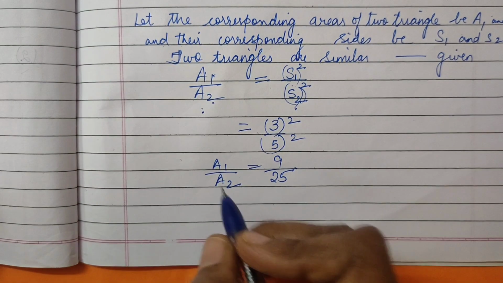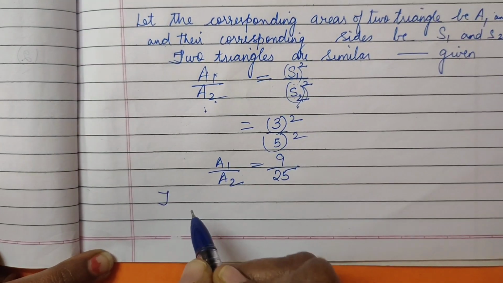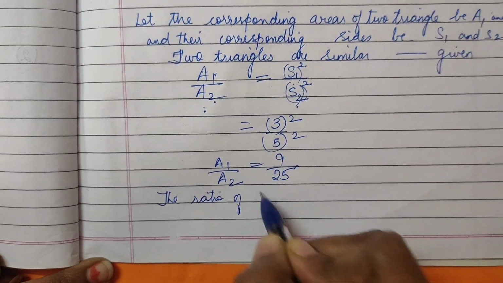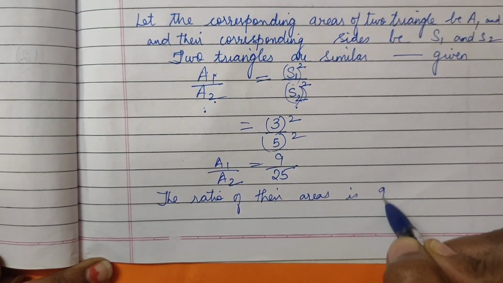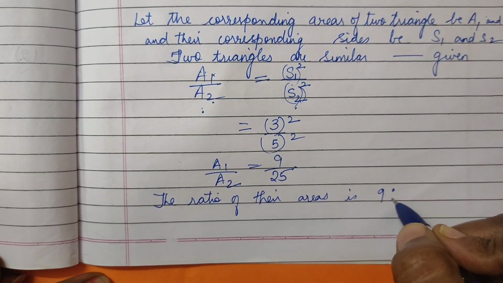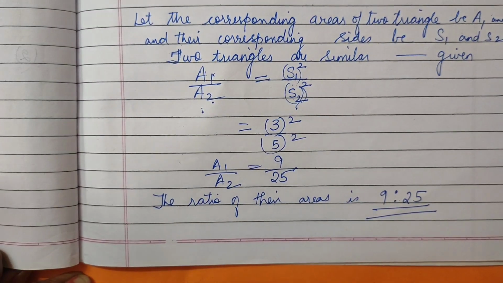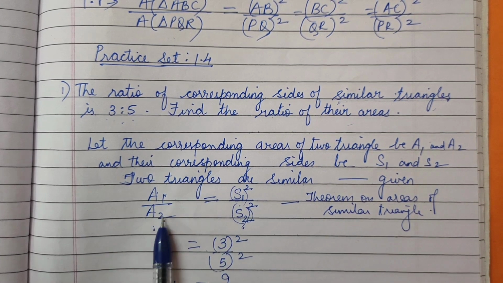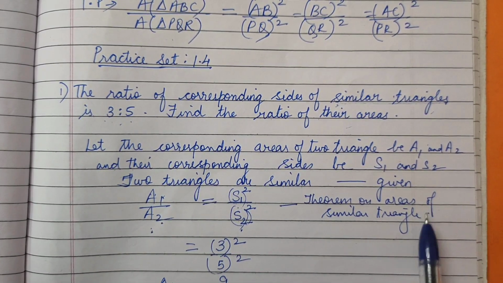We write the answer part: the ratio of their areas is 9:25. Clear? Here I forgot to say one thing. After writing this formula, you have to write the reason, that is, theorem on areas of similar triangles.